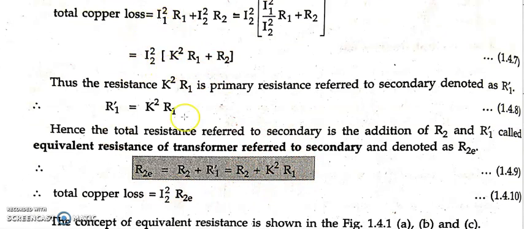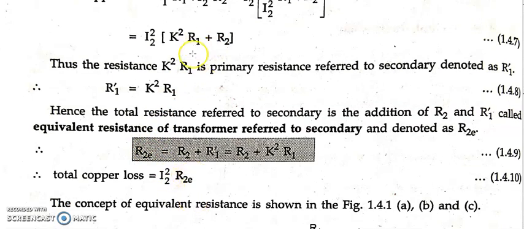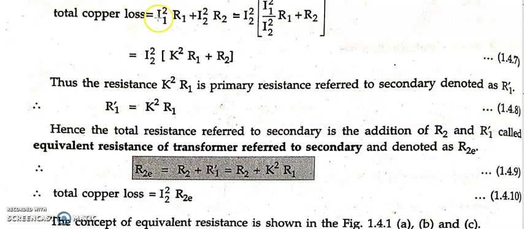So total copper loss will be what? Now it will be I2 square into R2E, because this whole term is termed R2E, that is, the equivalent resistance when referred to the secondary. So I2 square into R2E. Along with this, you can write this formula as well: I1 square R1 plus I2 square R2.